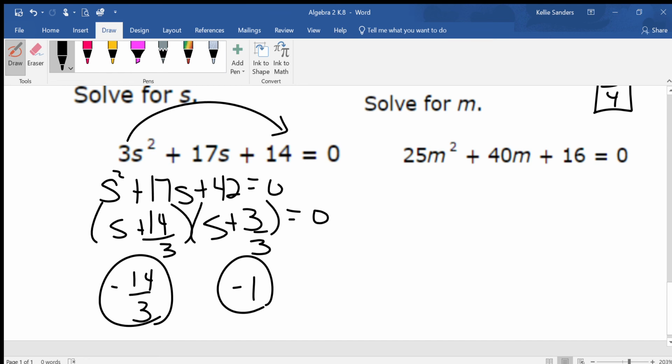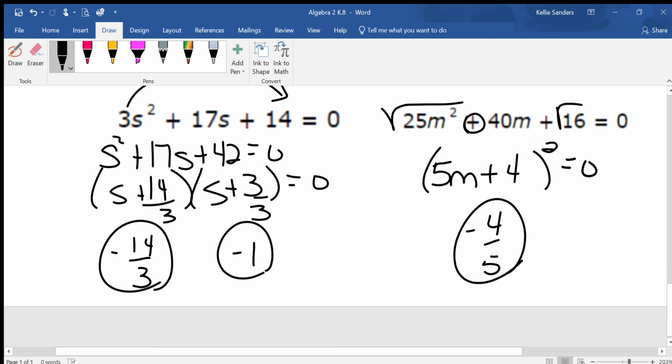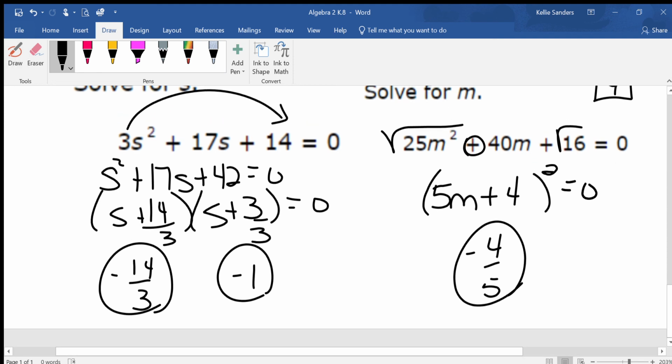This is a perfect square because I can take the square root of both of these. So that would be 5m plus, because of that sign, 4. So it would be negative 4 over 5.